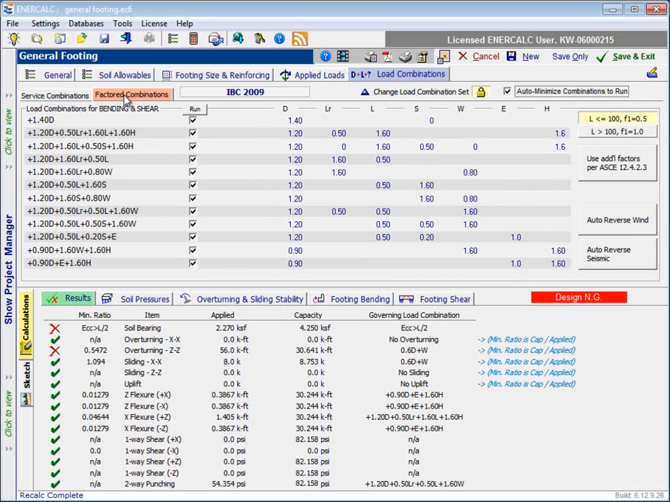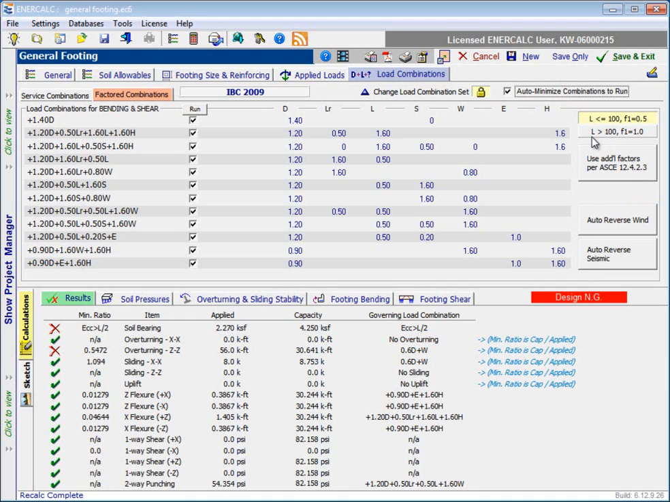If I come over to the Factored Combinations tab, everything is largely the same here. The run column is the same. The allowable soil bearing increase is gone, obviously, because the Factored Combinations tab has no reference to the soil bearing value. But notice that we can still unlock the combinations and edit the factors as need be. Also, we do still have the option to use the additional factors for the vertical component of seismic load and the ability to auto-reverse wind and seismic.